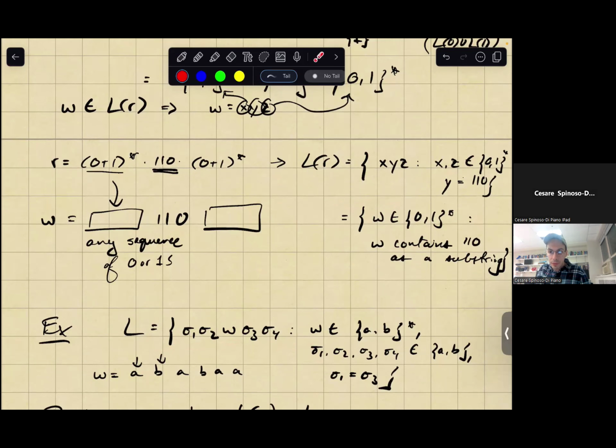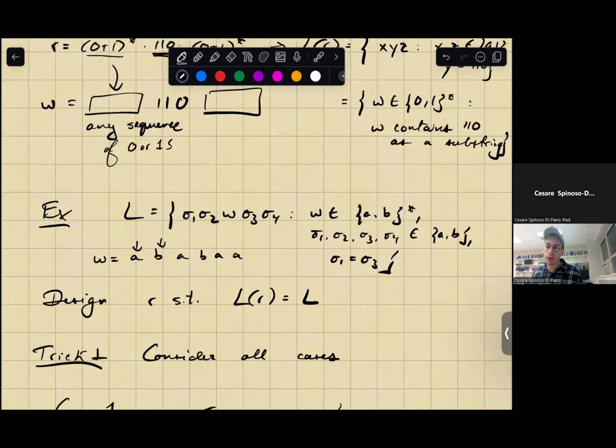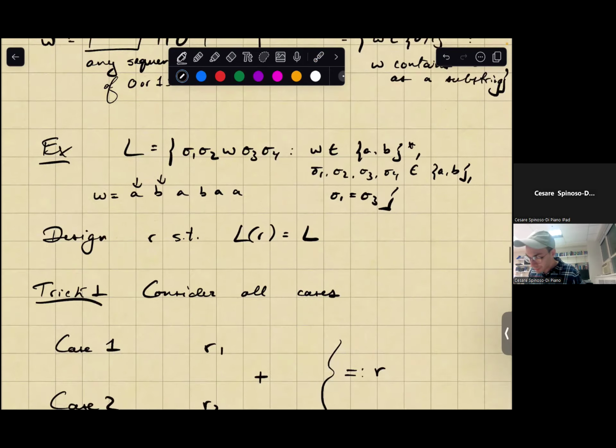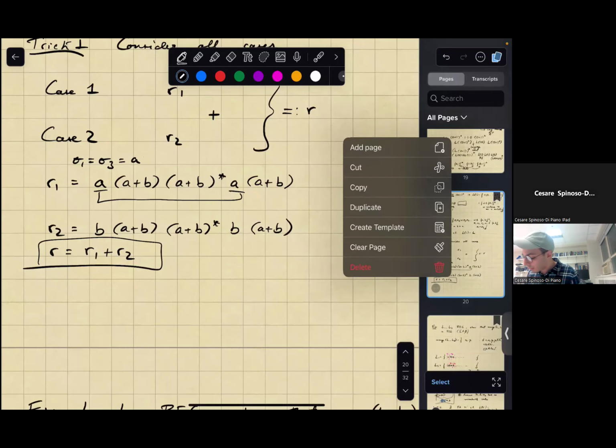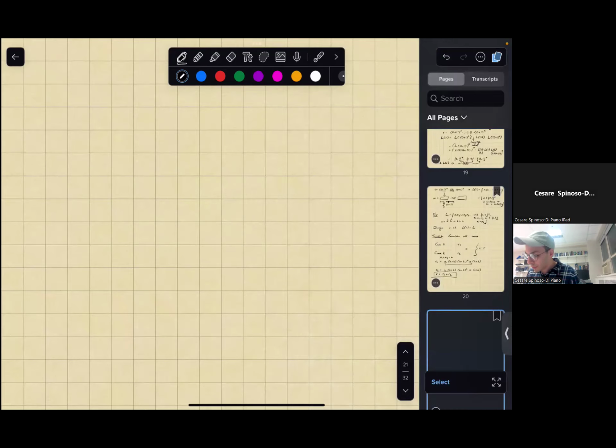Okay, so that illustrates one design trick in terms of regular expressions. Another one, which I like to use, is kind of an analogy to programming, where you want to do defensive programming, but for regular expressions. So what do I mean by that? Let's add a bunch of pages so I don't have to keep doing this.